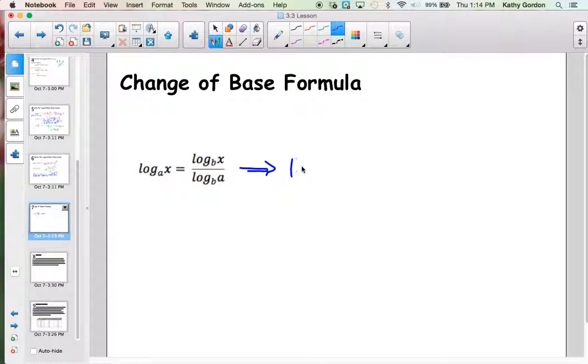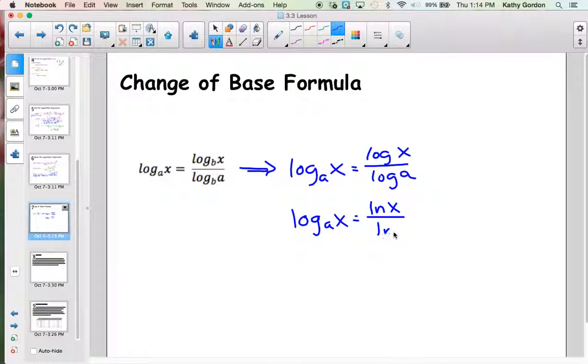So generally we would say that a log base A of x would either equal common log x divided by common log A, or that the log base A of x would equal natural log x over natural log A. This is just changing to a base of 10. This is just changing to a base of e.